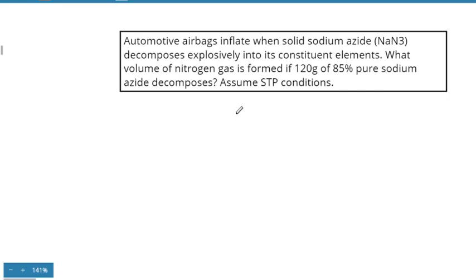So that would be NaN3, sodium azide, it's pretty ugly, and it's just a decomposition. So this is the only reactant and decomposes into two others, which is Na and N. So Na, sodium, plus N. And nitrogen by itself is diatomic, so don't forget the 2 here.